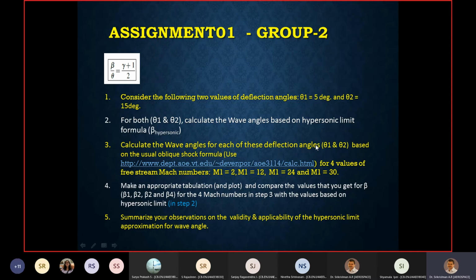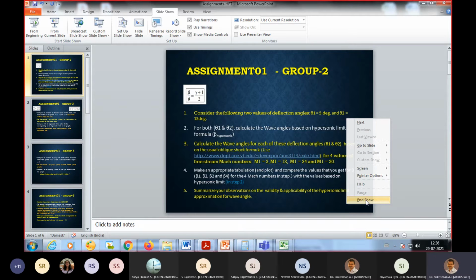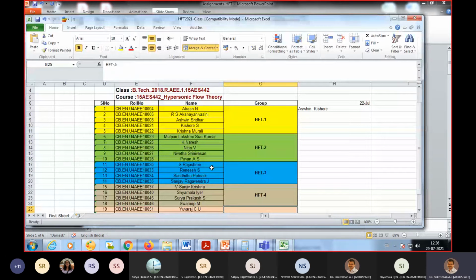Now, I'll try to explain the first assignment to group 2. By the way, group 2, everybody is present now? Lakshmi, Shivakumar, Naresh, Nitin, Nibeta, and Pavan. All of you are around? Please respond. Yes, sir. All of you are there, right? All the 5 are there, right? Yes, sir.